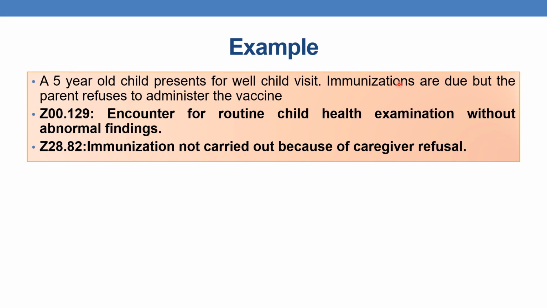Then next, here immunization is not carried out because of the refusal of the caregiver. So the appropriate code is Z28.82, immunization not carried out because of caregiver refusal. Here our Z code is giving additional information regarding the encounter or the procedure, whether the vaccination is carried out or not is given by this code. According to this code, vaccination is not carried out because the caregiver has refused to administer the vaccine for the child. So Z codes provide additional information regarding the patient encounter.